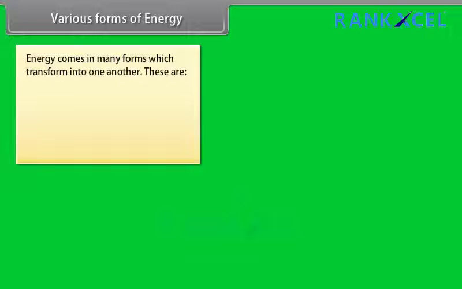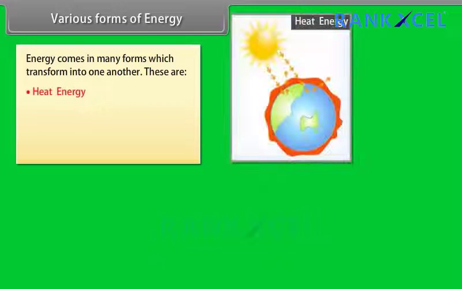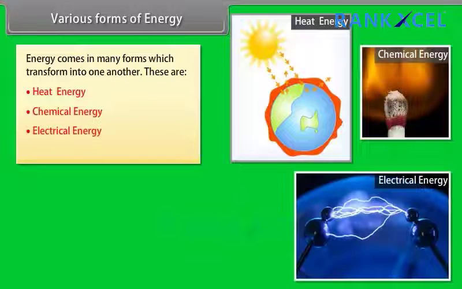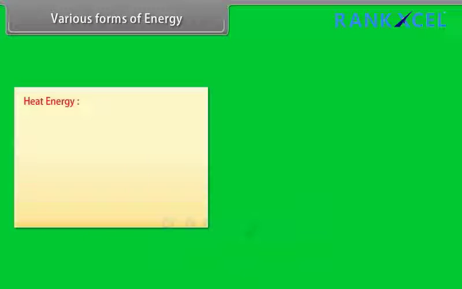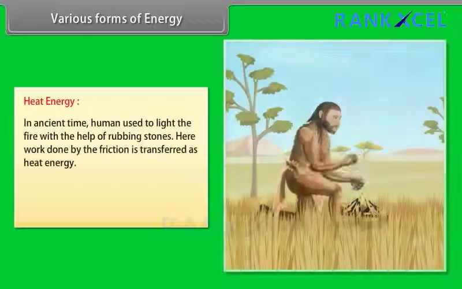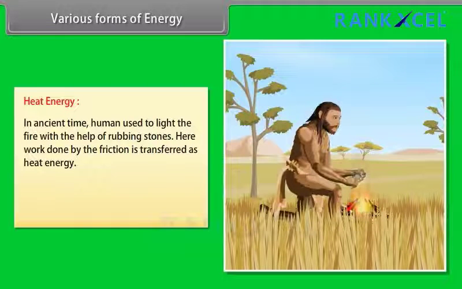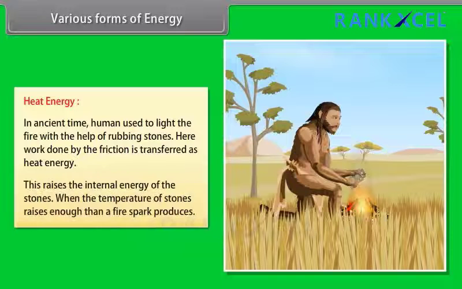Various forms of energy. Energy comes in many forms, which transform into one another. These are heat energy, chemical energy, electrical energy, nuclear energy. Heat energy. Let us take an example for better understanding. In ancient times, humans used to light the fire with the help of rubbing stones. Here, work done by the friction is transferred as heat energy. This raises the internal energy of the stones. When the temperature of stones rises enough, then a fire spark is produced.